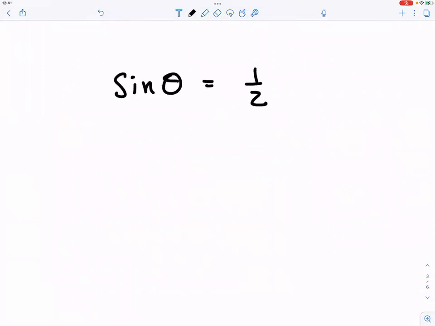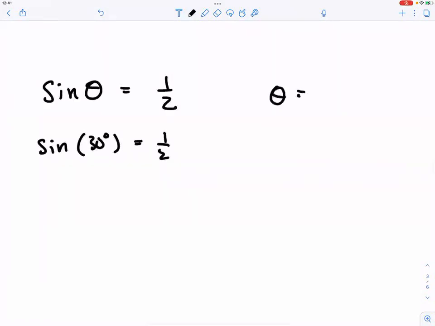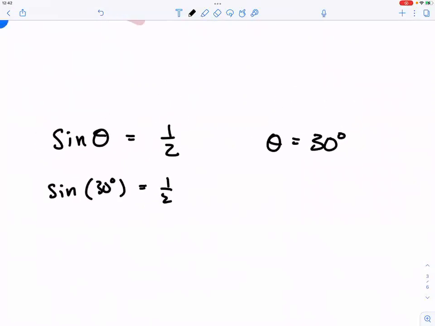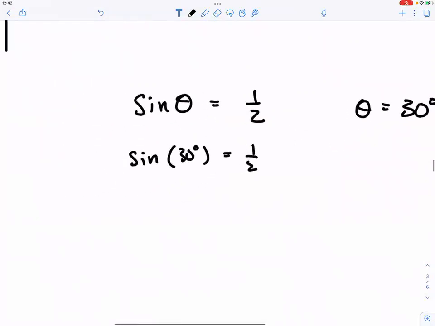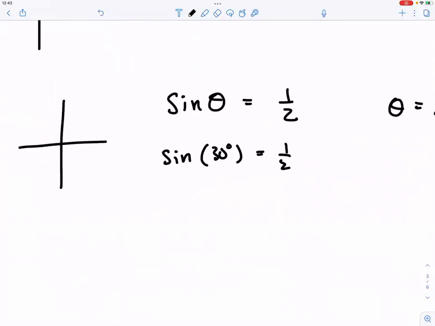Sine theta is 1/2. So we're asking, what's the angle that gives you 1/2 for sine? Anybody? Say again? 30 degrees. So we say, I know that if you do 30 degrees, it's 1/2 for the y value. So 30 degrees is one of the thetas. But is that the only one? Well, how do you know it's not the only one? We use the reference angle, and also we look at this one.